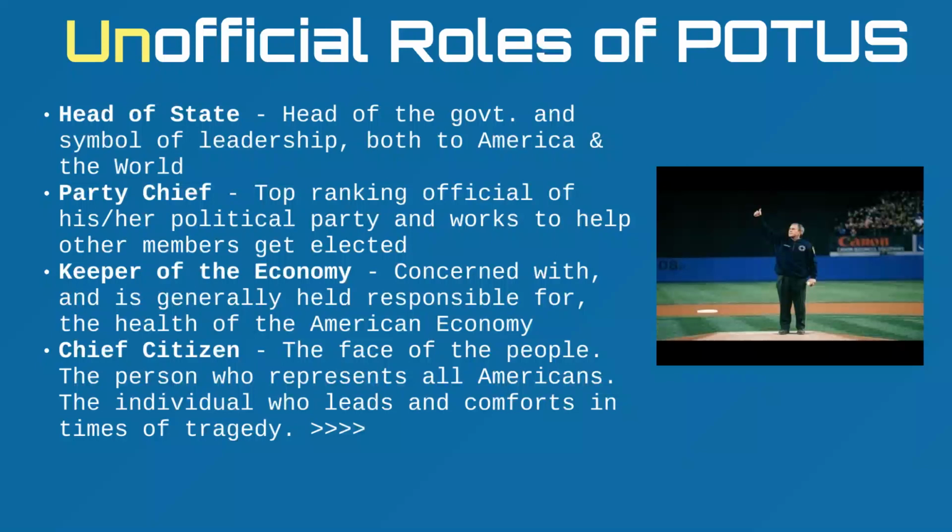Right after 9/11, George Bush walks out to a baseball game, I believe it was the World Series, and it's right after 9/11, and people are scared, they're terrified. They just don't know what's going on. It's a really scary time in America. And he walks out to the mound to throw out the first pitch, and just throws a strike.